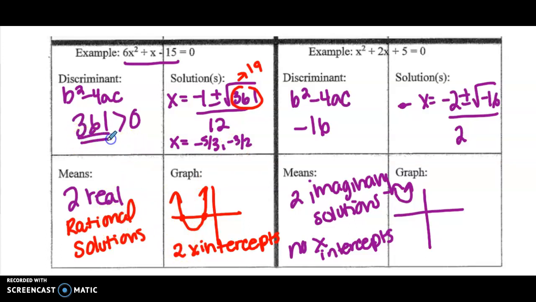And the reason it was rational was because this is a perfect square of 19. Underneath the radical, I can get a perfect square. If this is not a perfect square, it's going to be irrational.